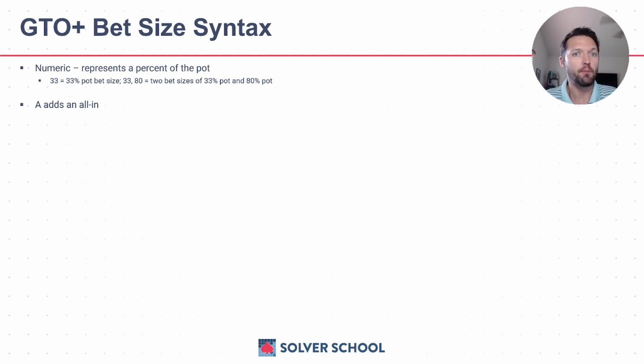You can continue adding bet sizes, and your limitation is really going to be the processing power or the memory that you have within your computer. I've also added this second bullet here, which we'll go over quickly, and that's the all-in functionality. You just have to type in the letter A, and that's going to add an all-in option. So let's just jump over into GTO Plus and take a look at the examples for entering numeric values and entering the letter A to add an all-in.